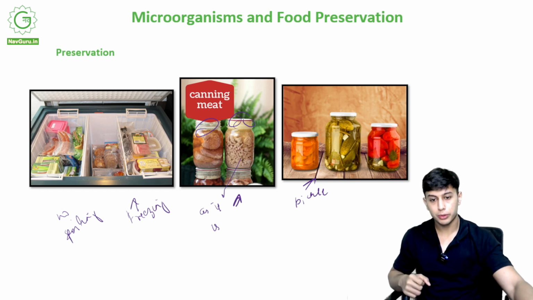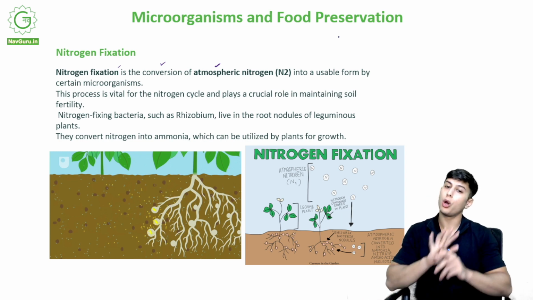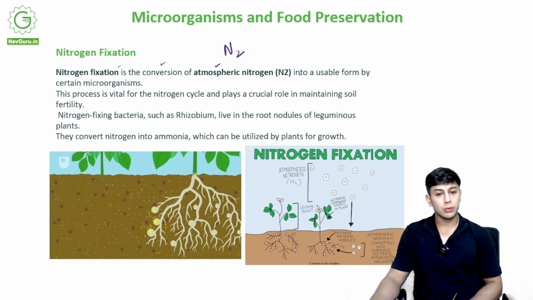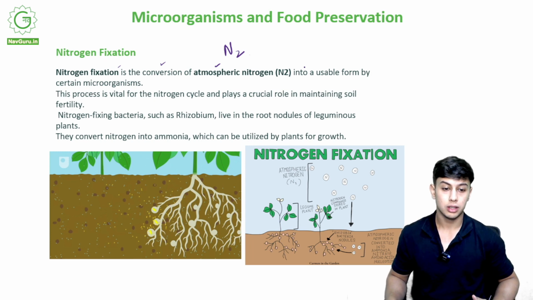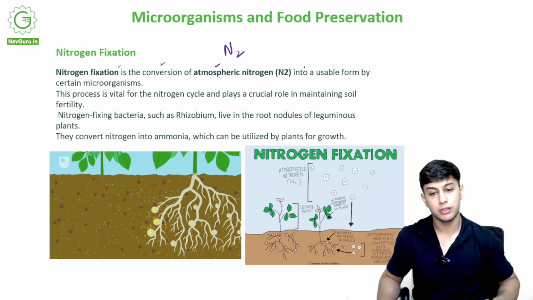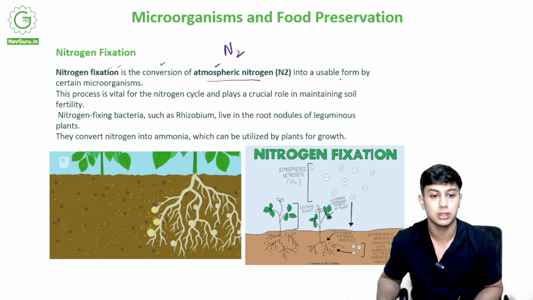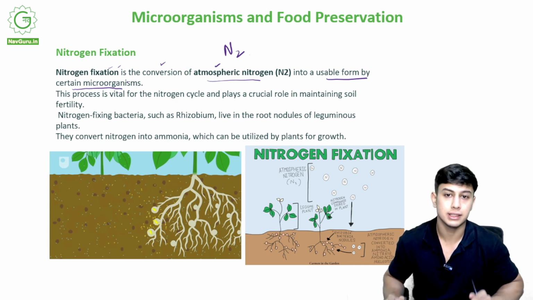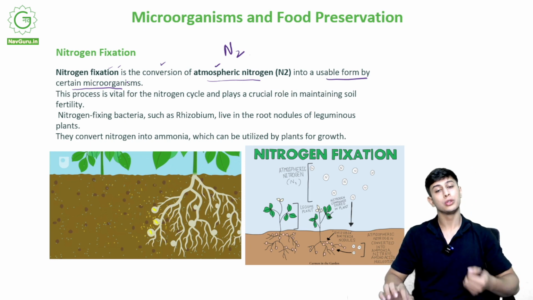Now we come to another important topic, that is nitrogen fixation. Nitrogen fixation is the conversion of atmospheric nitrogen. I told you there is a lot of nitrogen present in the atmosphere, in the form of N2. Now, how do plants utilize this nitrogen? Because it is very fertile for our crops and very beneficial for them. They can grow pretty fast. Nitrogen fixation is the conversion of this atmospheric nitrogen into a usable form using certain microorganisms. Some bacteria take this nitrogen and convert it into some useful product, useful for the plants.